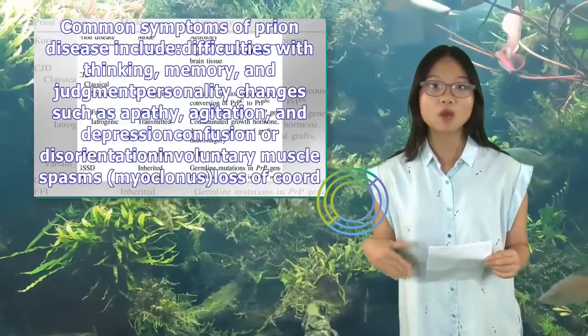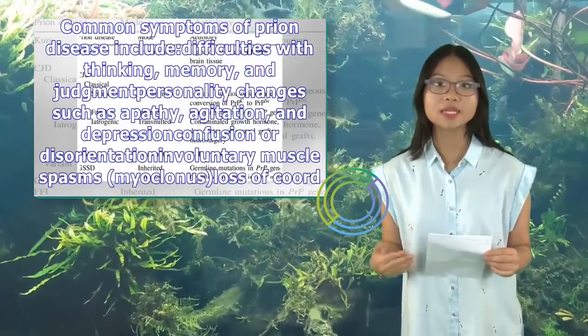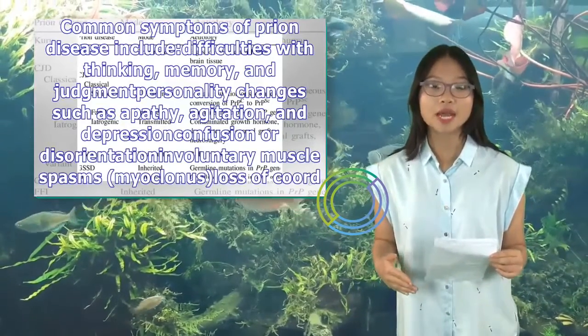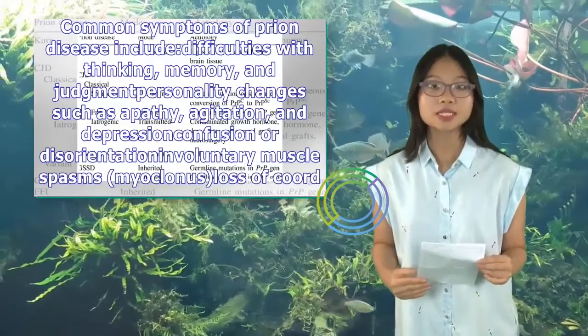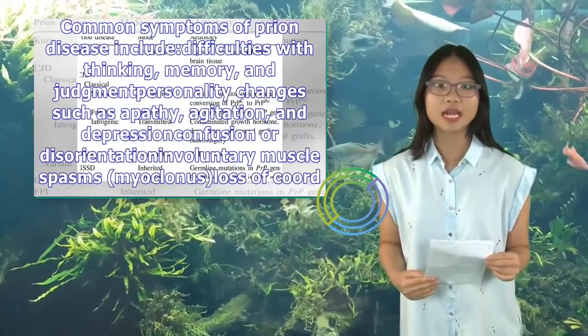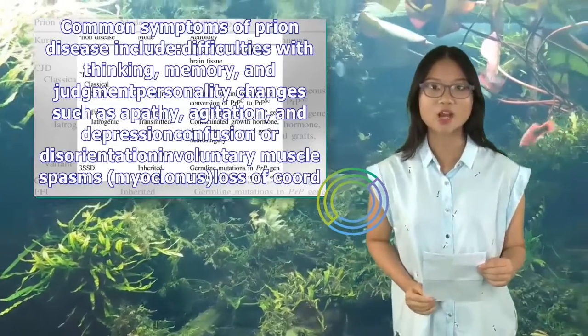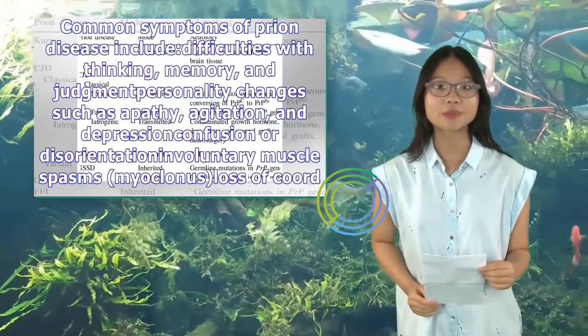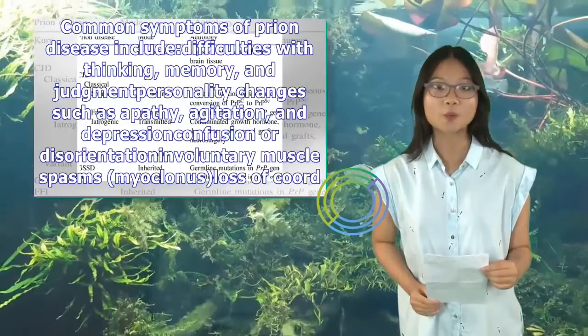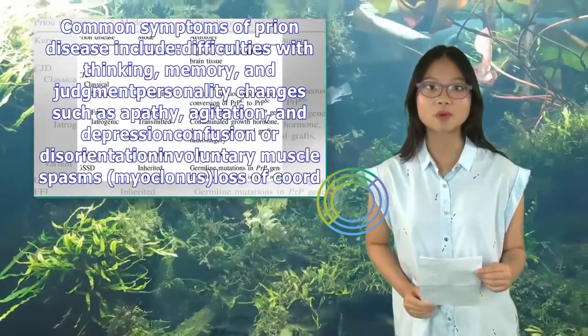Common symptoms of prion disease include difficulties with thinking, memory, and judgment; personality changes such as apathy, agitation, and depression; confusion or disorientation; involuntary muscle spasms, myoclonus; loss of coordination, ataxia; trouble sleeping, insomnia; difficult or slurred speech; impaired vision or blindness. How is prion disease diagnosed?